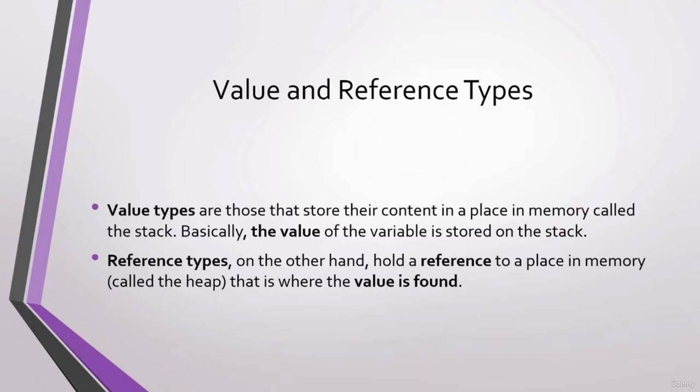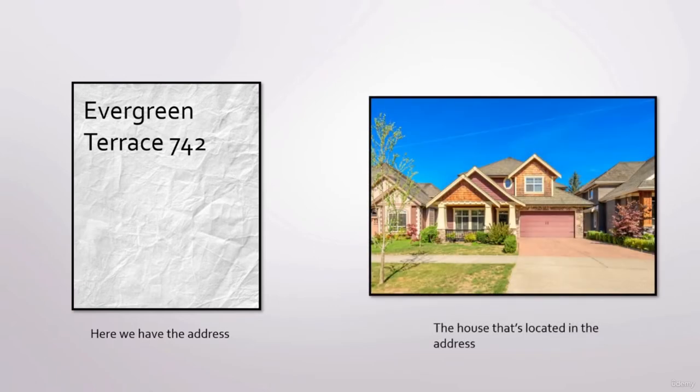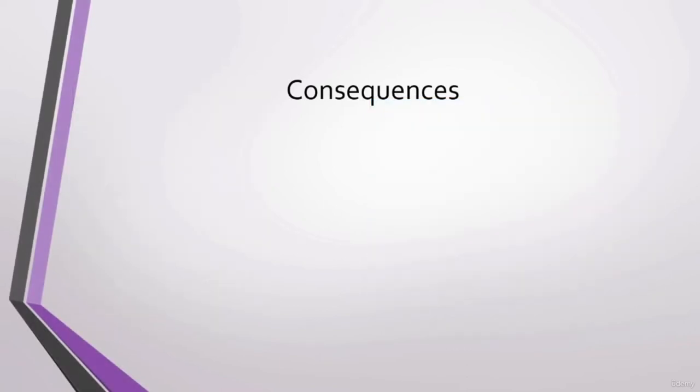An analogy to understand reference types is to analyze the difference between the address of a house and the house itself. In this sense, if I give you a paper with the address of my house, 742 Evergreen Terrace, you understand that the paper does not literally contain my house, but is a reference to the place where the house is located. Well, something similar happens with reference type variables, which do not store the value itself, but the address where the value is located. This may seem like a minor thing, but it is essential when working with variables in C#. One consequence of this is that value type variables always have a value.